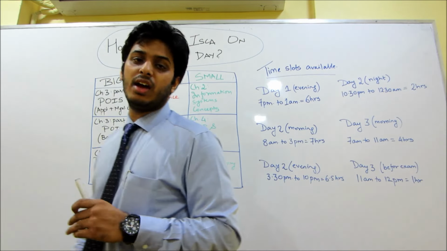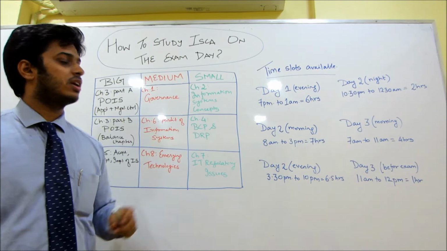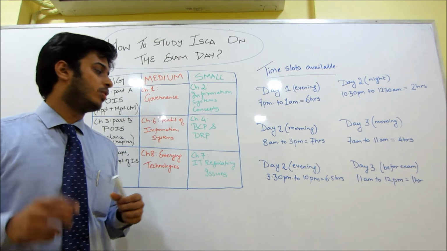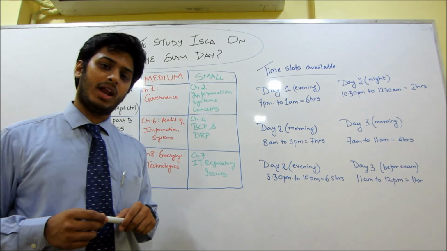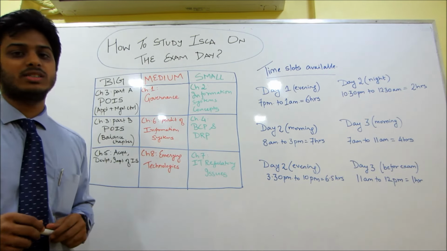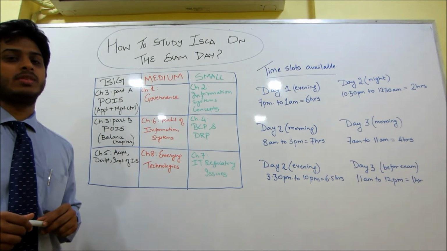And at the end, I have included the small chapters, which are your Information Systems Concepts, your chapter 2, your chapter 4, that is Business Continuity Planning and Disaster Recovery Planning, and your chapter 7, that is IT Regulatory Issues.